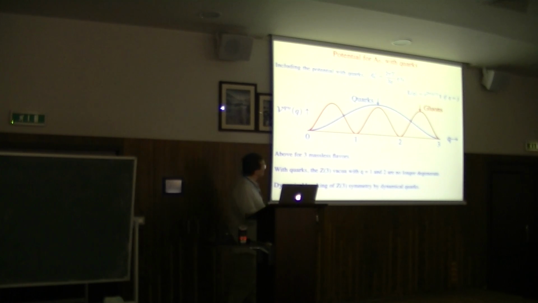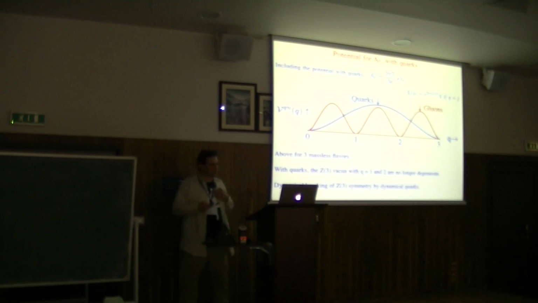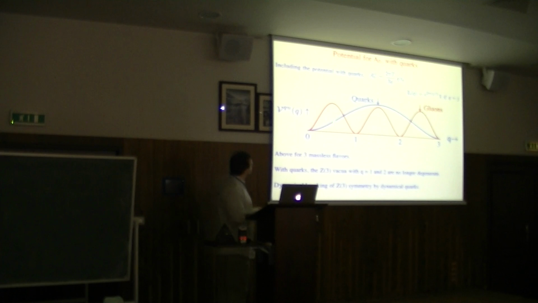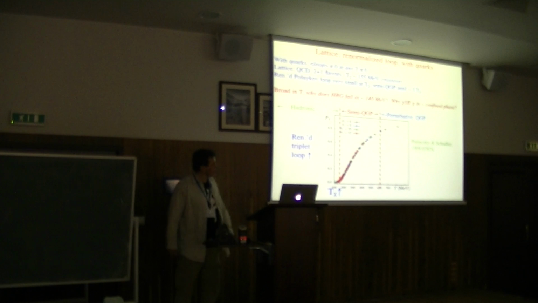You can also calculate this potential with quarks, and what you can show, I won't go through the calculation, I'll leave it as a problem, is that the Z3 symmetry is broken by quarks. These are the Z3 degenerate sectors. With quarks, we no longer have that. Q equals 0 and 3 are the same because the Wilson line is equal to 1. And so this dynamical symmetry is broken. And you see that in the values of the Polyakov loop.